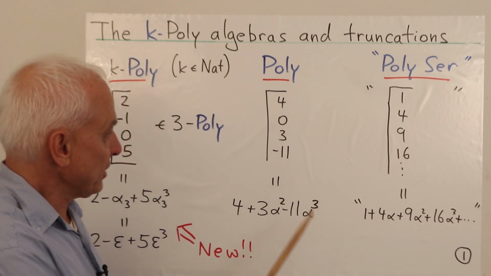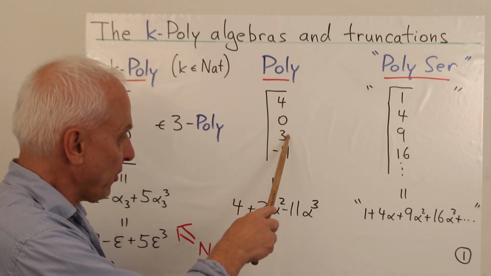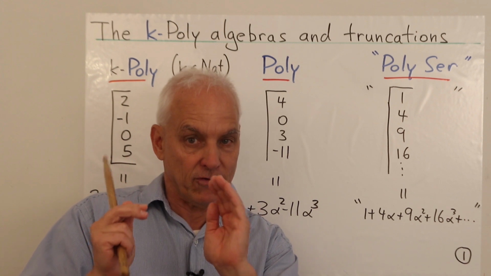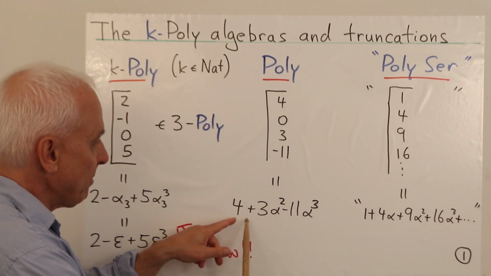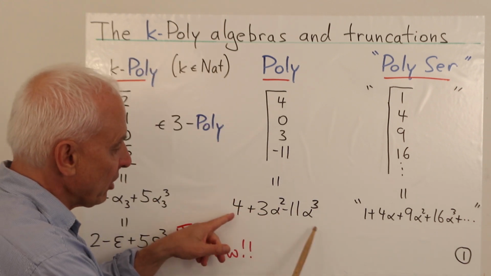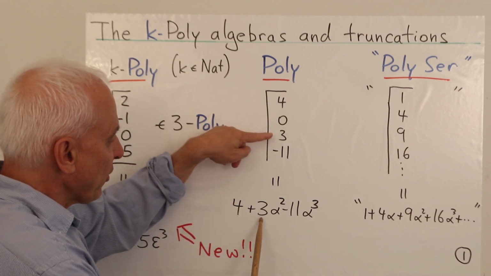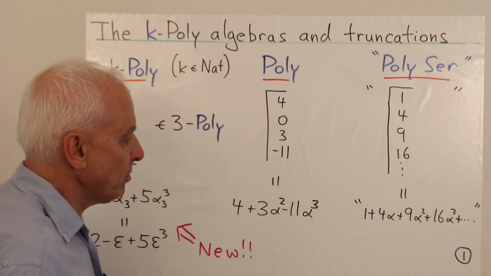Okay, so here's a regular polynumber, 4, 0, 3, minus 11. It's essentially just a list of numbers, but we know that this can be translated to the more familiar polynomial form, 4 plus 3 alpha squared minus 11 alpha cubed.